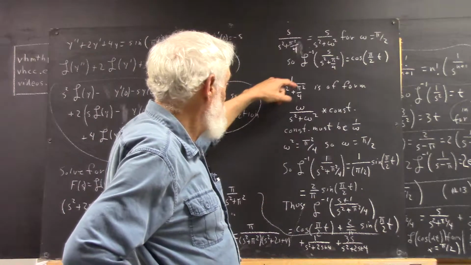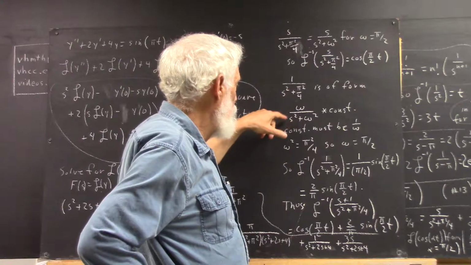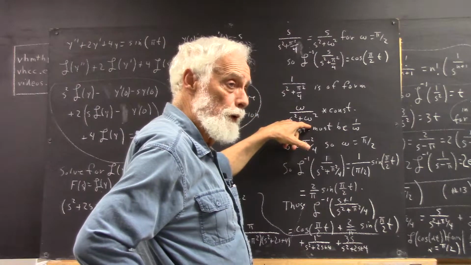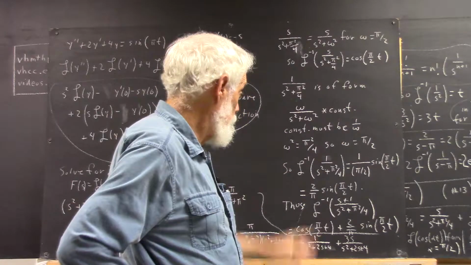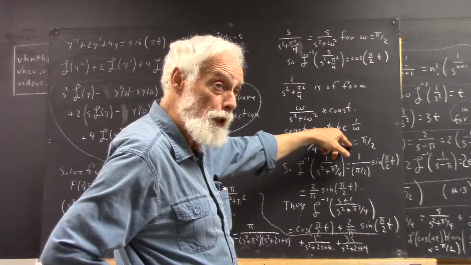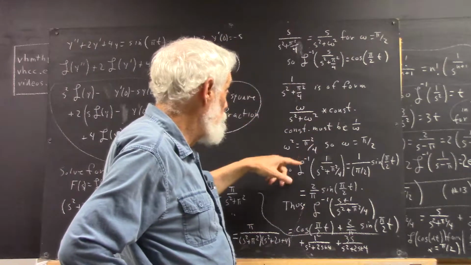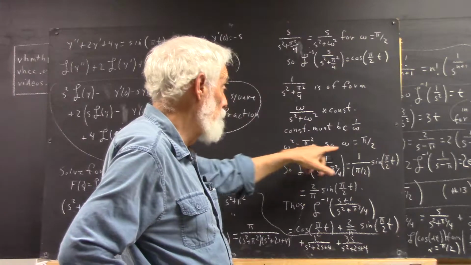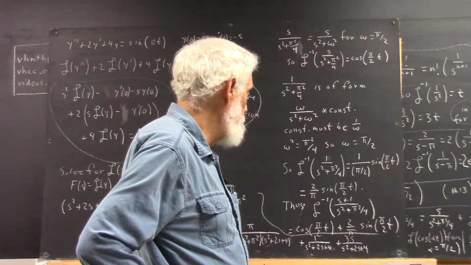Then 1 over S squared plus pi squared over 4 is of the form omega over S squared plus omega squared, multiplied by some constant. And the constant is what? Well, to get this from this, the constant ought to be 1 over omega. Omega squared is pi squared over 4, so omega is pi over 2. So that 1 over omega is 2 over pi.